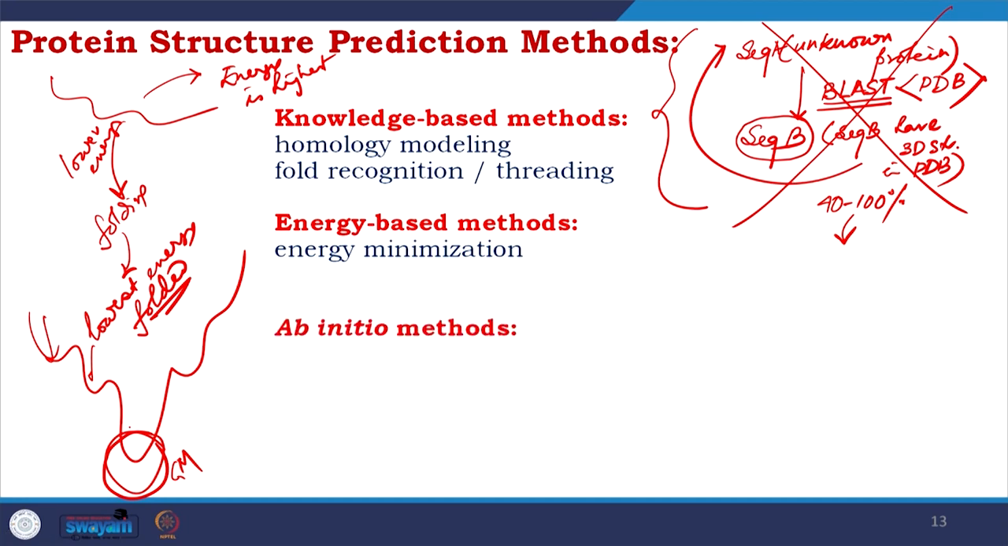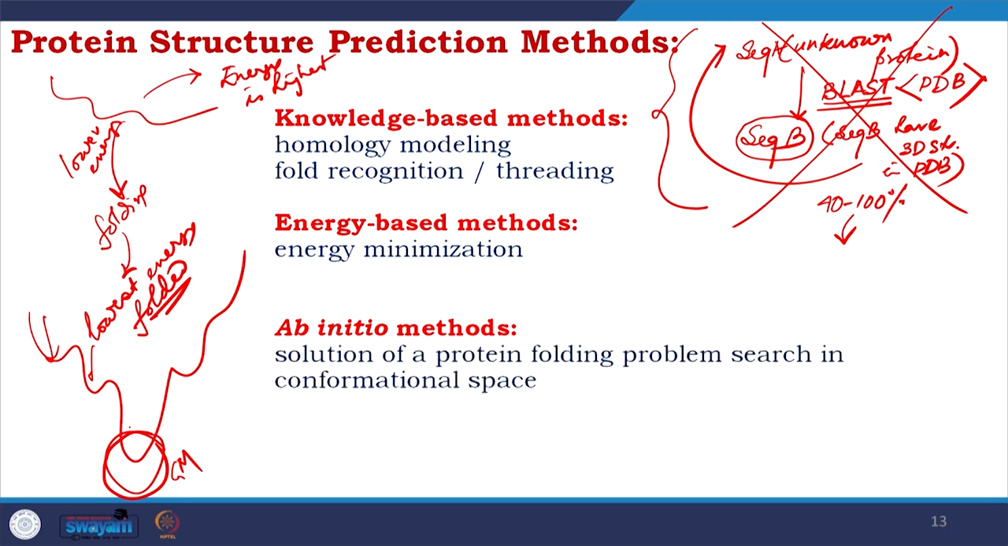And the last one is what we talk about, designing from scratch. This method is the ab initio method. It is a solution of the protein folding problem, a search in conformational space. You apply the ab initio method when you are not able to apply both of these methods, homology modeling and fold recognition. I hope I could give you a basic intro.